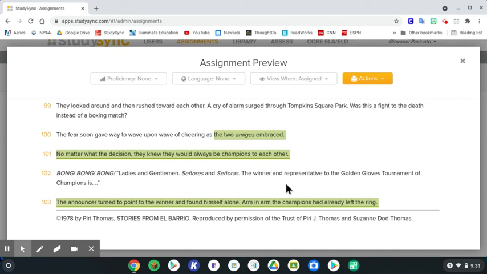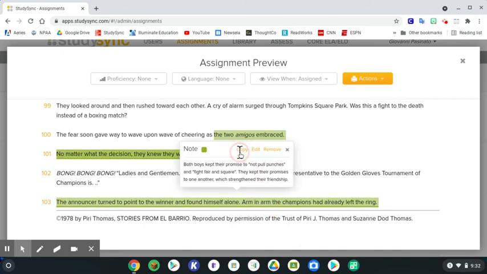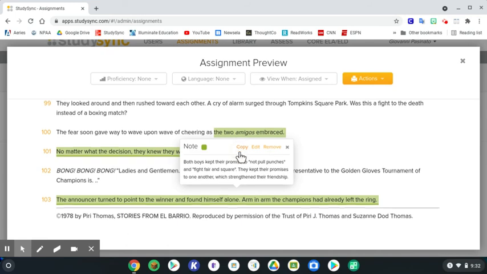I have two notes, so on 101 and 103. Let me click on 101. What did I put here? Both boys kept their promise to not pull punches. Yeah, you've really got to see the full fight to hear what happened and fight fair and square. Because they kept their promises to one another, this strengthened their friendship.